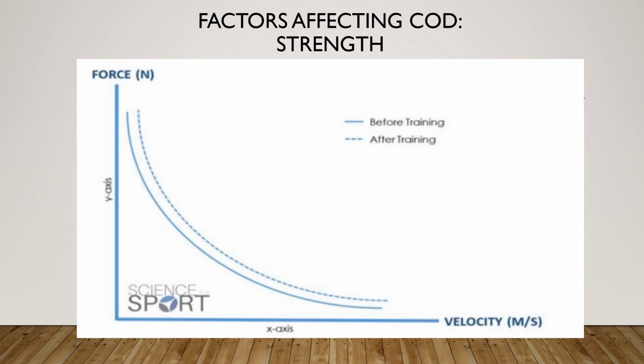Obviously, a higher force at a lower velocity can be beneficial, particularly through those braking phases. But a higher absolute force development at the same velocity is going to lead to a greater ability to accelerate out of the turn. So therefore it's going to significantly impact on the individual's ability to change direction.